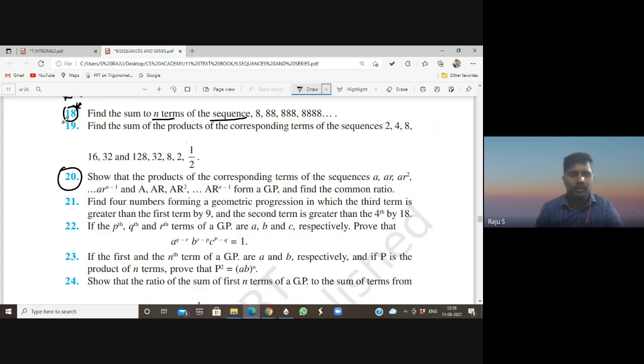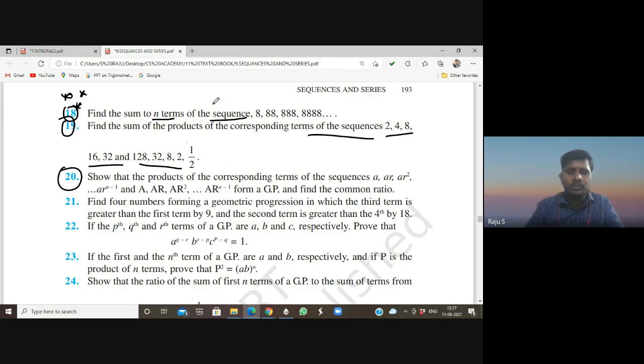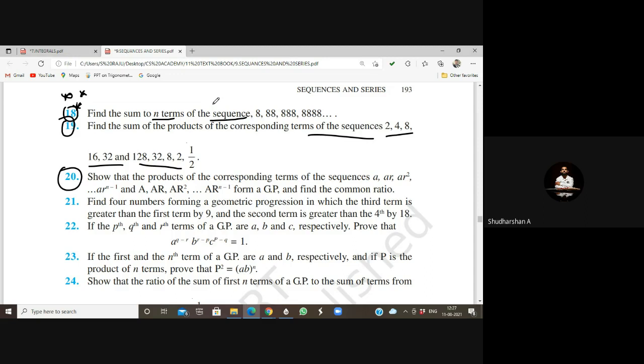Yeah, what about question number 19? Find the sum of the product of corresponding terms of the sequences 2, 4, 8, and so on. So what shall we do here, students? We should add 2 into 128 plus 4 into 32 plus 8 into 8 plus, like that.